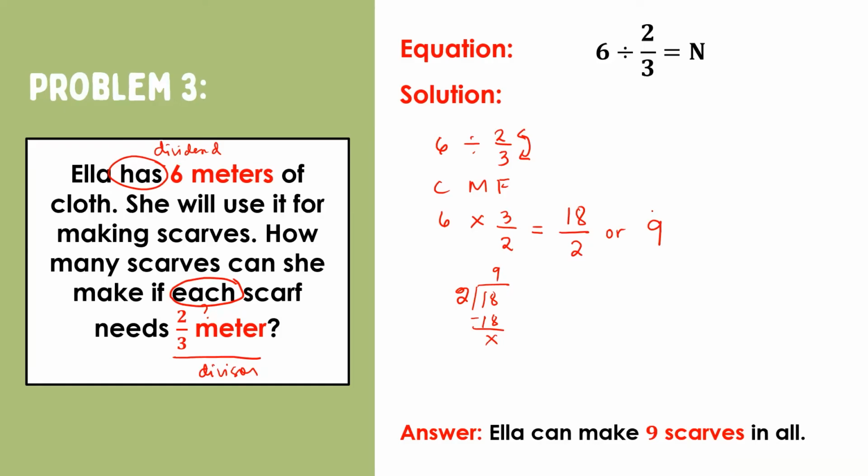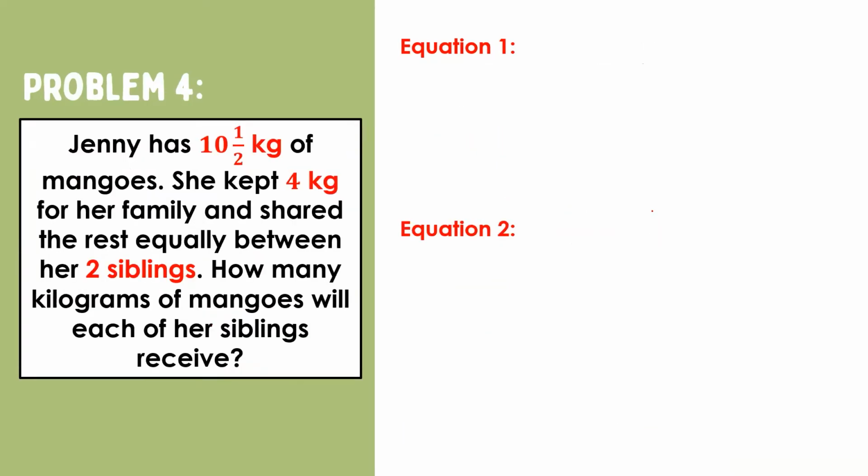Now, let's go to our last example. Jenny has 10½ kilograms of mangoes. She kept 4 kilograms for her family and shared the rest equally between her 2 siblings. How many kilograms of mangoes will each of her siblings receive?